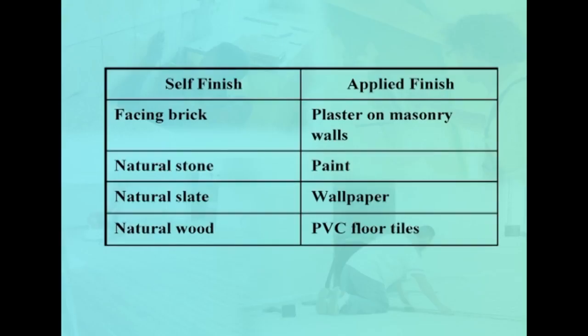The common types of applied and self finishes are, for example, under self finish, facing brick, applied finish, plaster on masonry walls. Self finish, natural stone, applied finish, paint. Self finish, natural slate, applied finish, wallpaper. Self finish is natural wood and applied finish is PVC floor tiles.